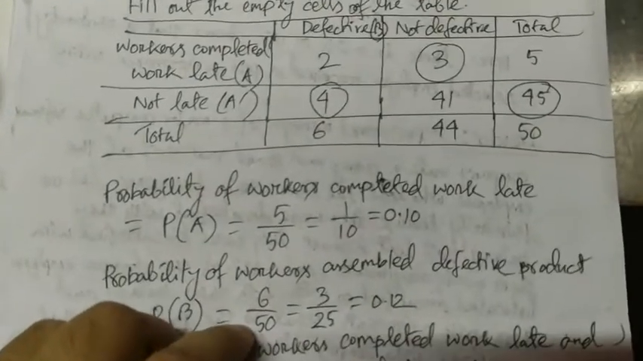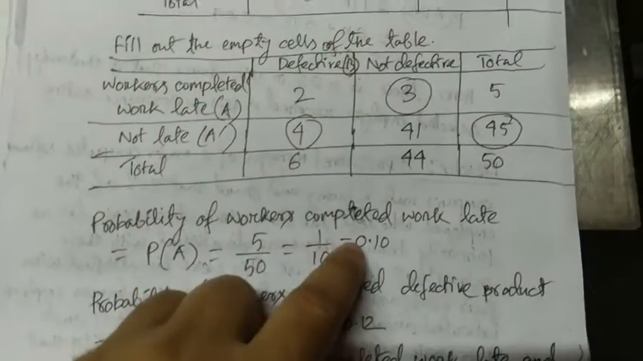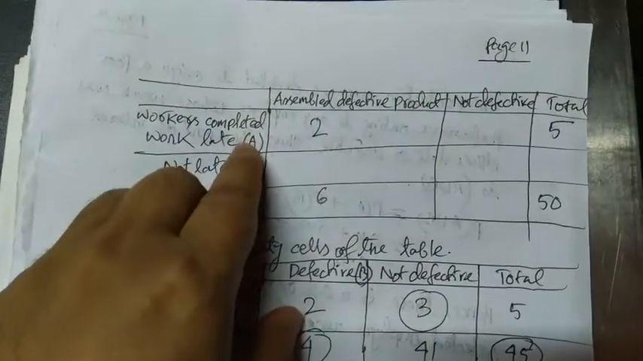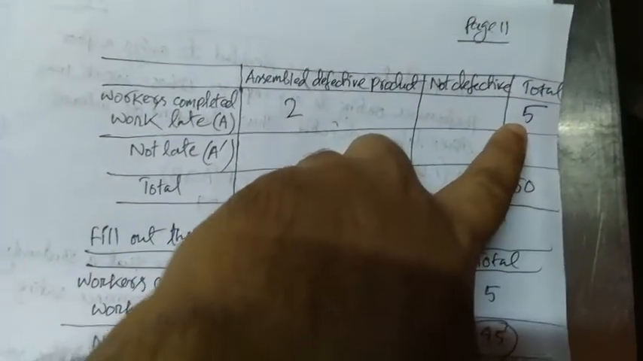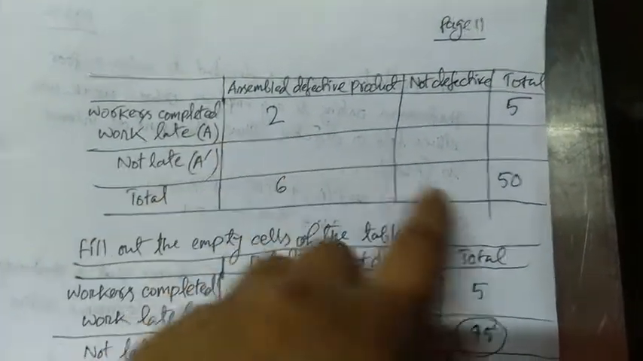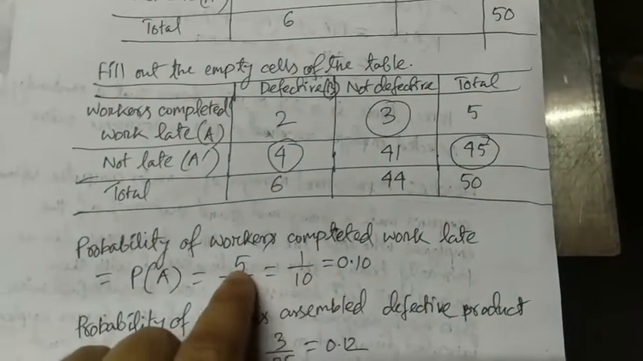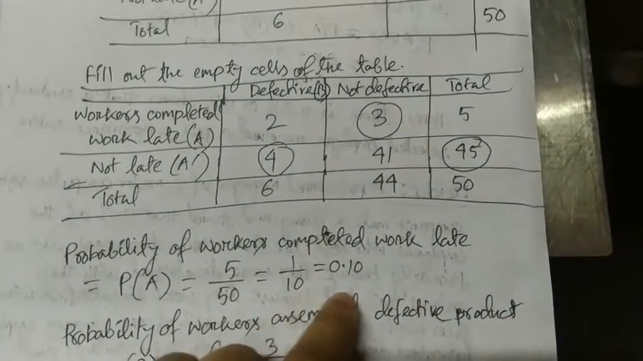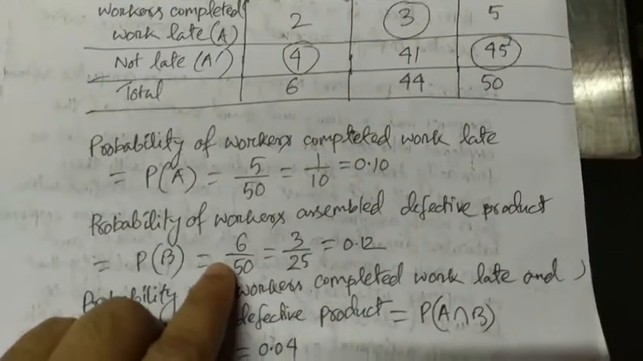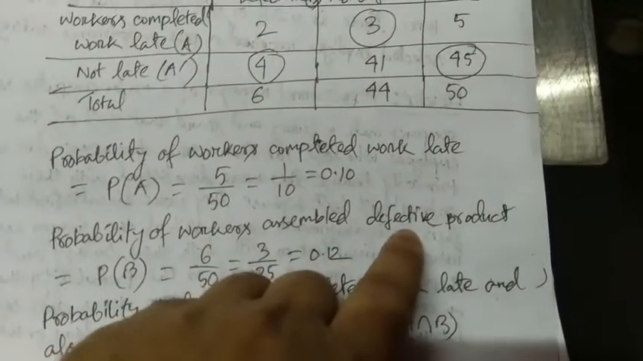Now the question is also asking to find the probability of workers completing work late. As you can see, a total of 5 workers completed work late out of 50. So the probability of completing work late will be 5 divided by 50, which is 1 upon 10, equal to 0.10.